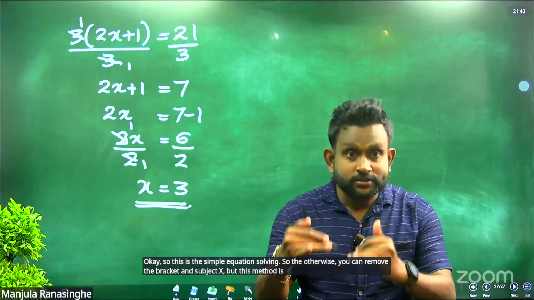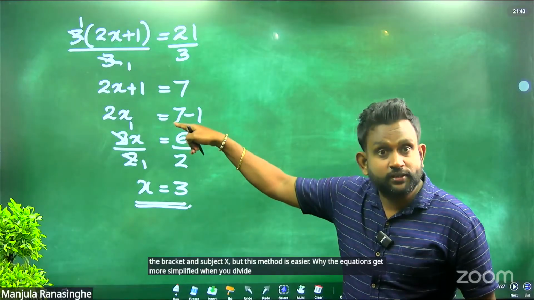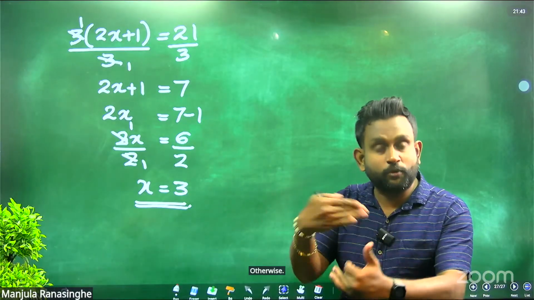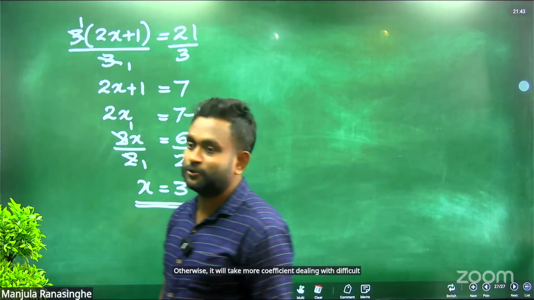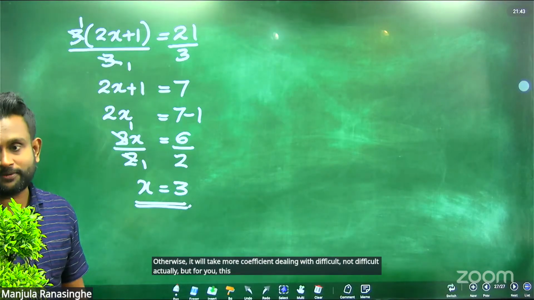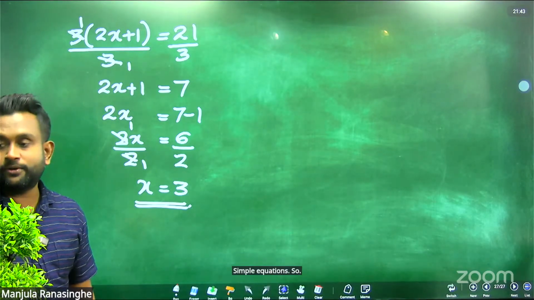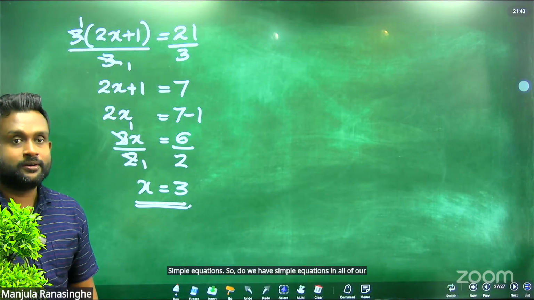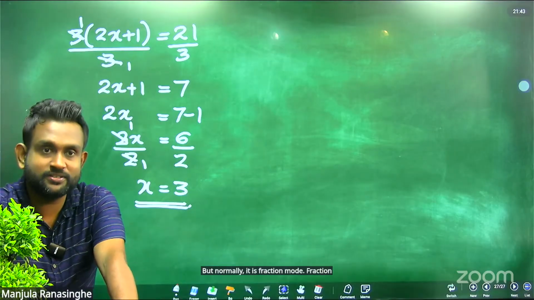Why? The equations get more simplified when you divide first. Otherwise it will take more coefficient dealing, which is a bit difficult, not difficult actually, but this would be the easiest way. So do we have simple equations in the O-level paper? Yes, but normally they are fraction-type simple equations rather than this.